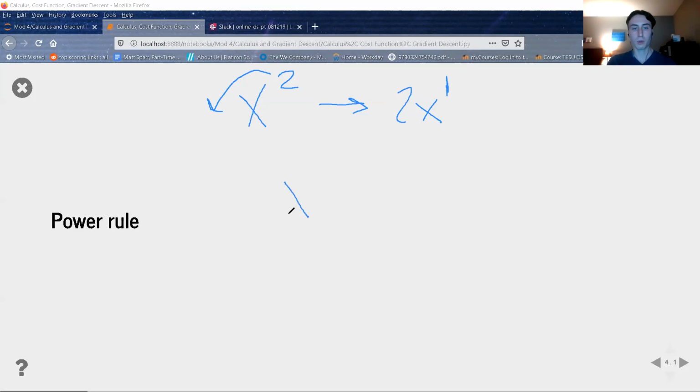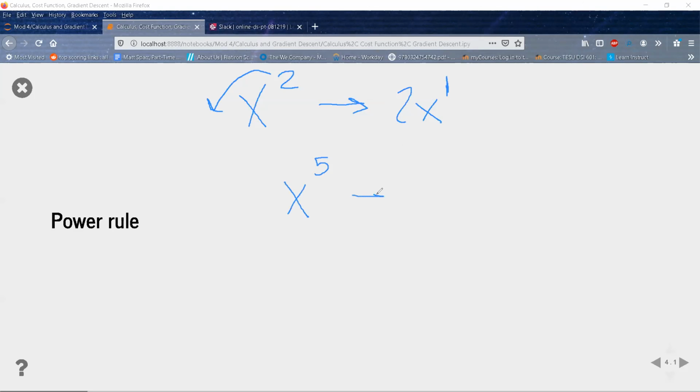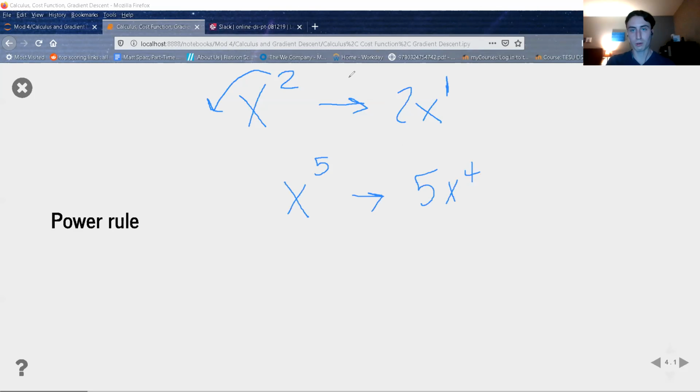So another example, if we had x to the 5th, can someone tell me the derivative of this? 5x to the 4th. Yep. So that's basically the power rule, pretty straightforward.